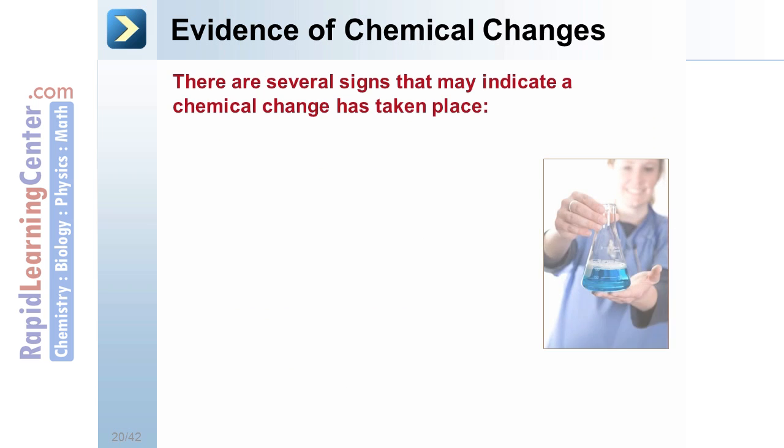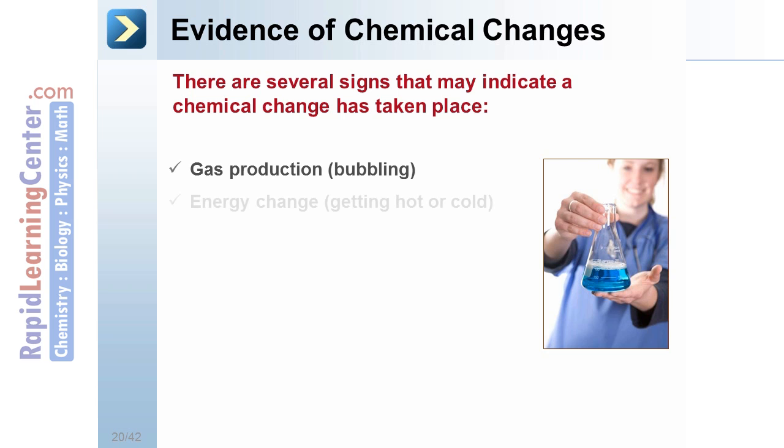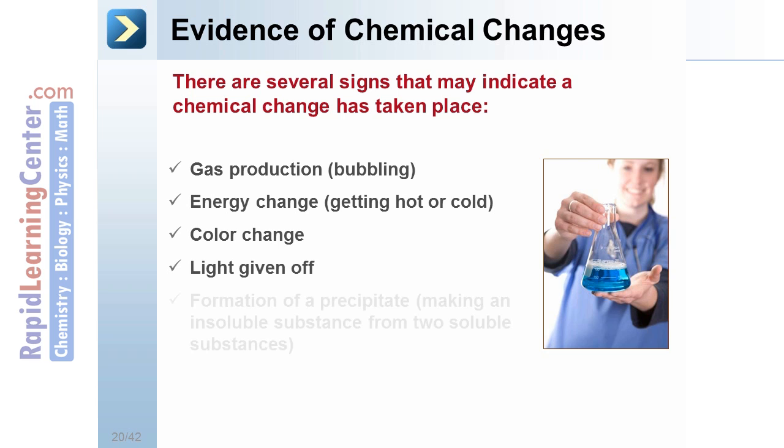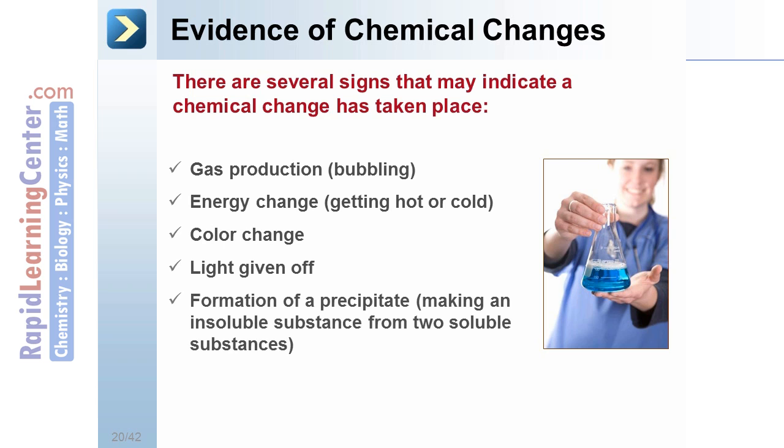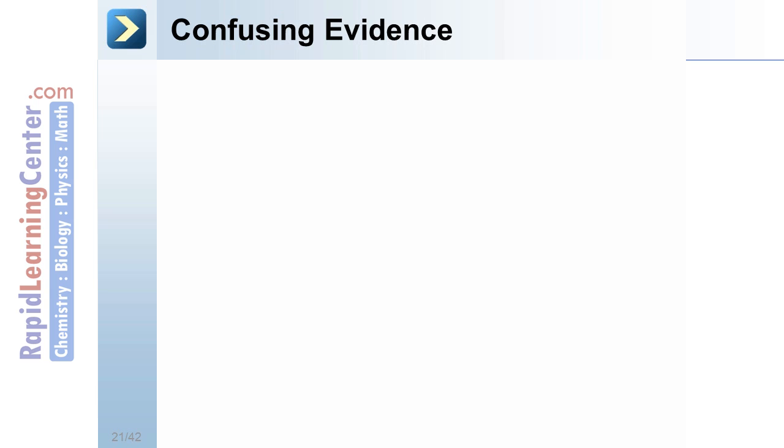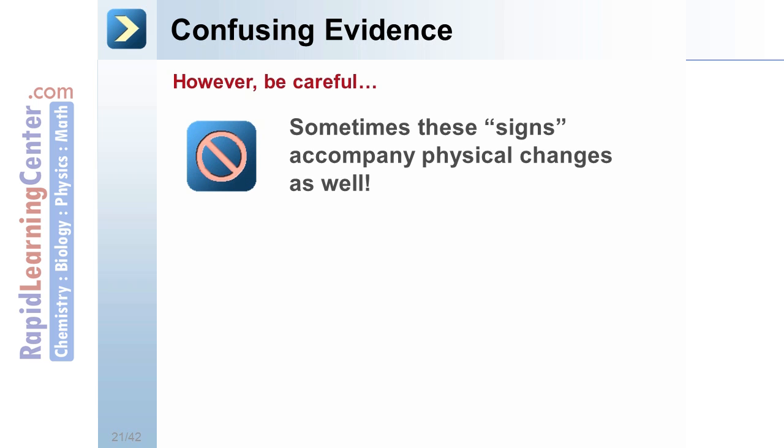Some common signs that show a chemical change might have taken place include bubbling, getting hot or cold, a color change, light given off, or formation of a precipitate, an insoluble substance made from two soluble substances. However, some of these signs also accompany physical changes.